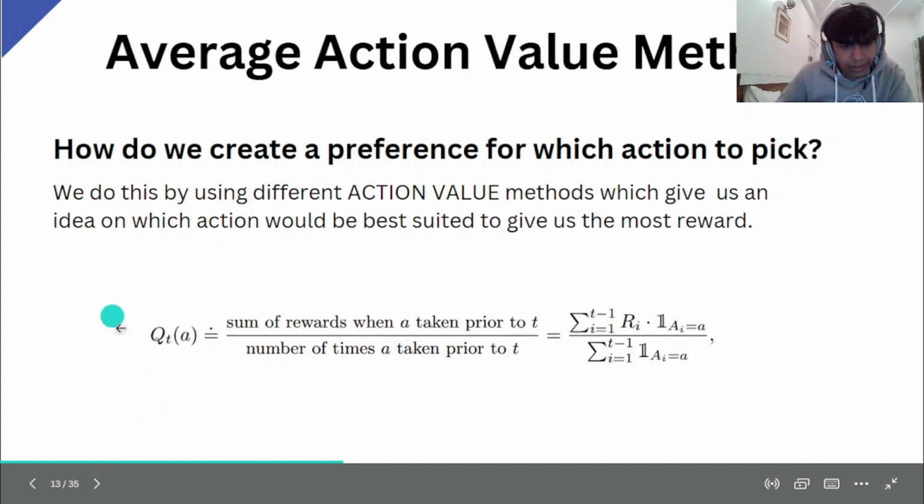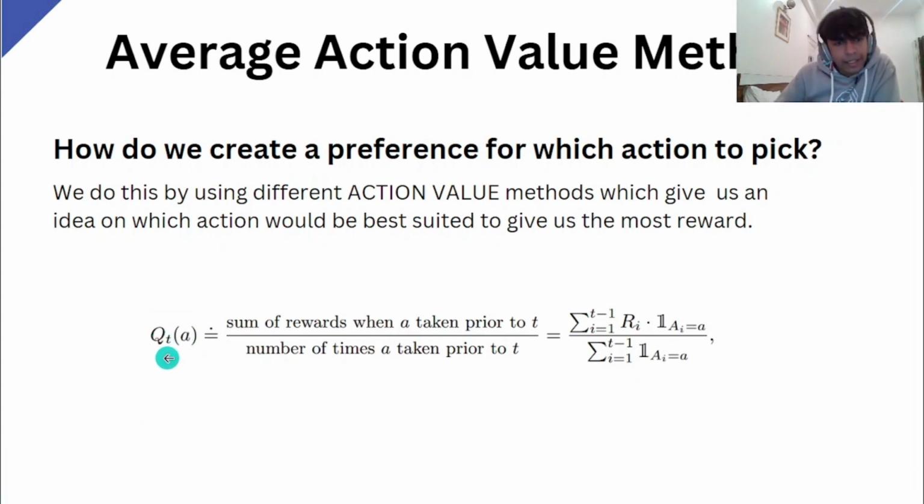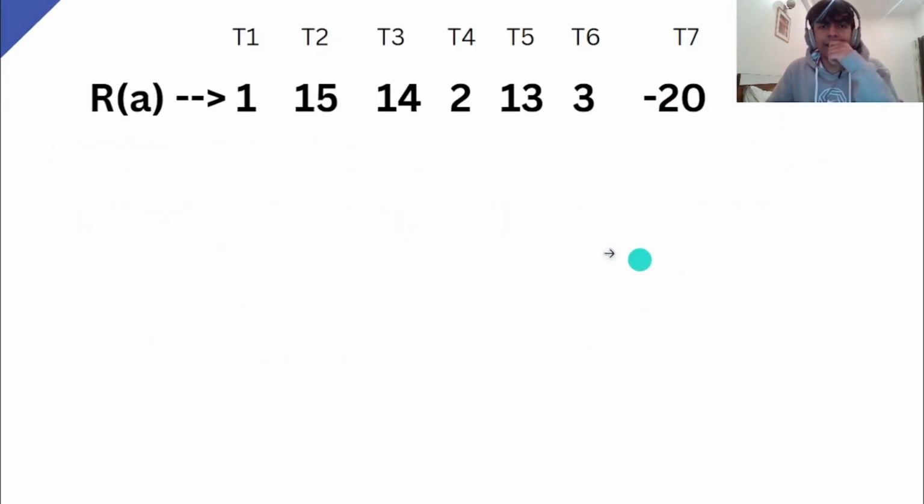So the whole idea is that the action value estimate of action A at time step t would be the sum of rewards when A was taken prior to t, upon the number of times A was taken prior to t. So we are building our estimate on the data from prior to that particular time step. All right, that's pretty intuitive and very easy to understand, I think.